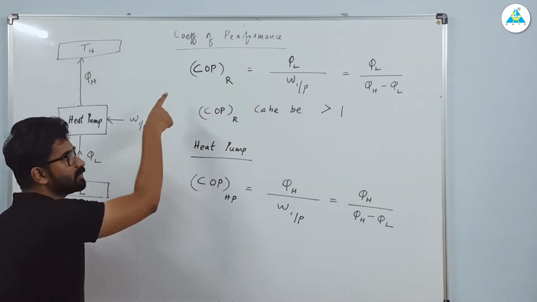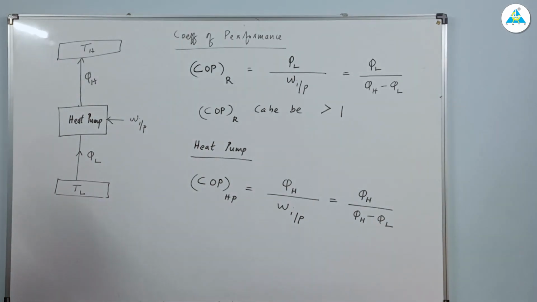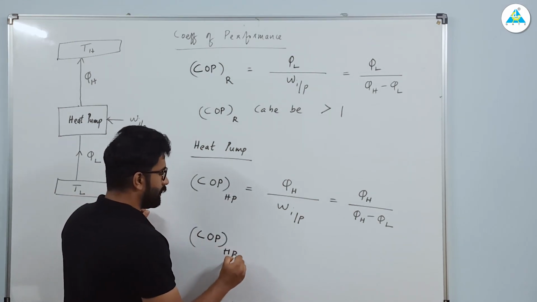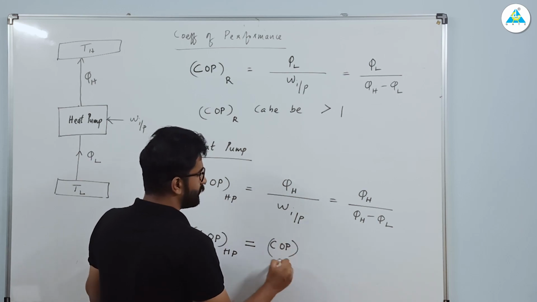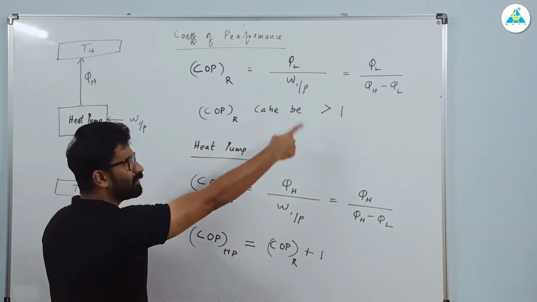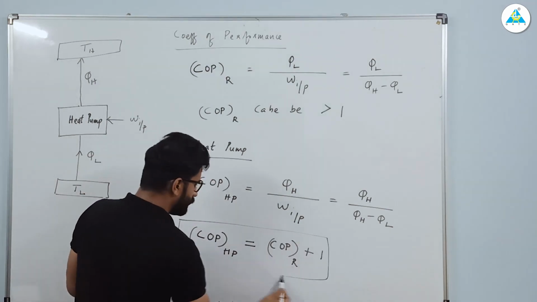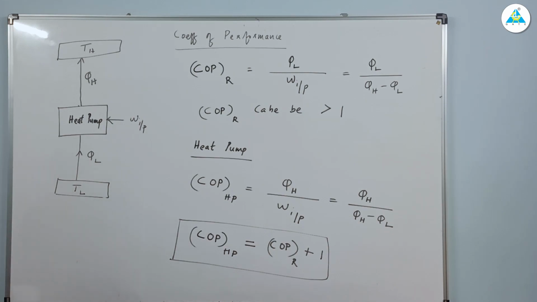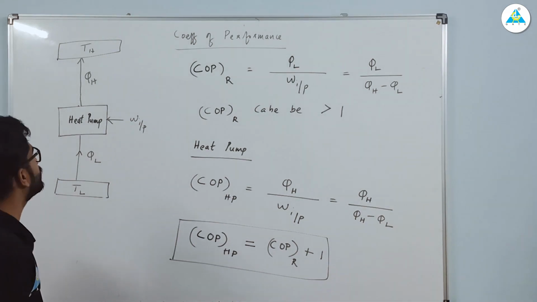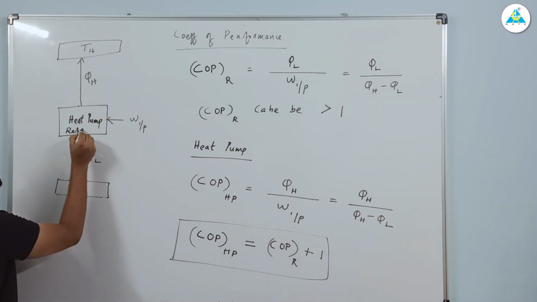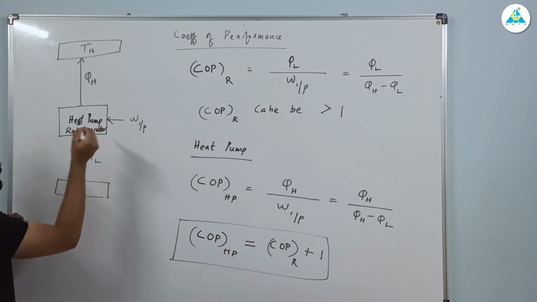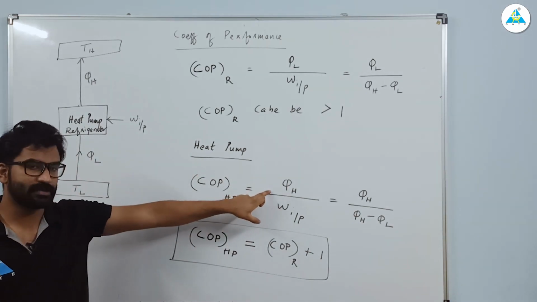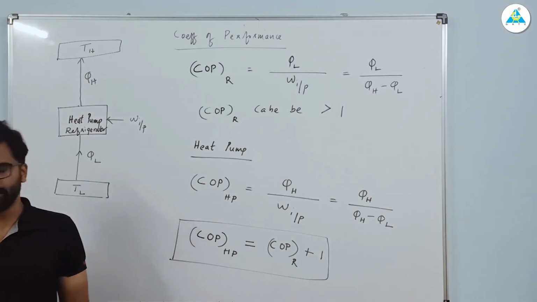So from these two equations, we can have a relation between what? We can have a relation: COP of heat pump is equal to COP of refrigerator plus 1. Compare the two equations, you will understand. Okay, so this equation is also very much important for us. So remember, refrigerator and heat pump operate on the same cycle, right? So this cycle is for both refrigerator and heat pump. Your refrigerator and heat pump have the same cycle, but the objective is different. For heat pump QH is the objective, for refrigerator QL is the objective. Clear?